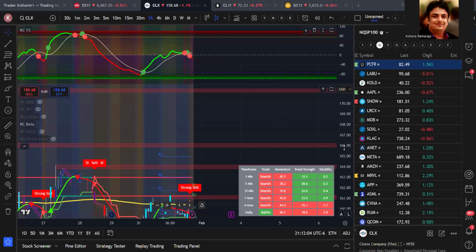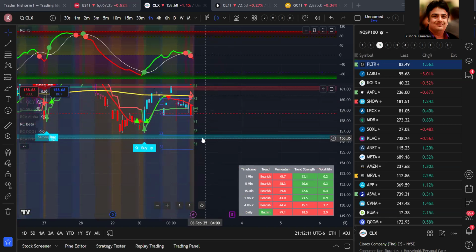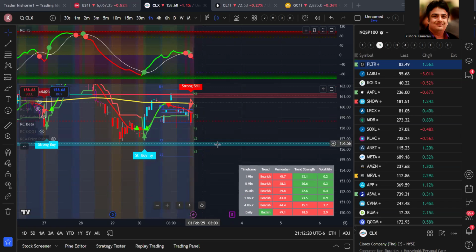So you know exactly where: if it breaks here, you buy the calls and take profits here. Or let us say it breaks the support. Generally it will not, because it is already at a support 3 level. This is like support 1, support 2, support 3. So it came all the way to the bottom. 156 is a good price.